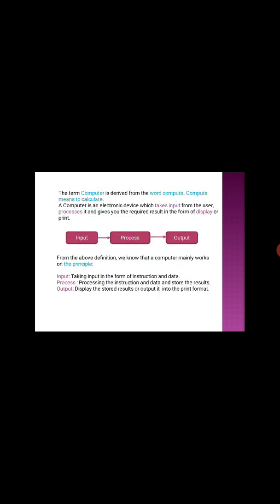So the term computer is derived from the word compute. It is an English term. Compute means to calculate. A computer takes input from the user, then processes it and gives the output or display.